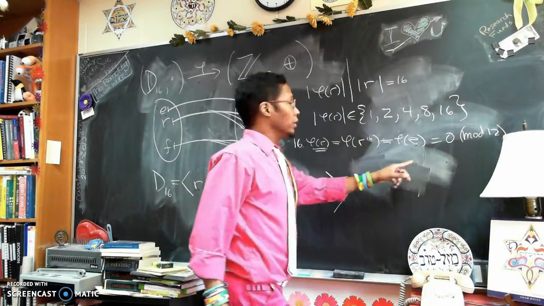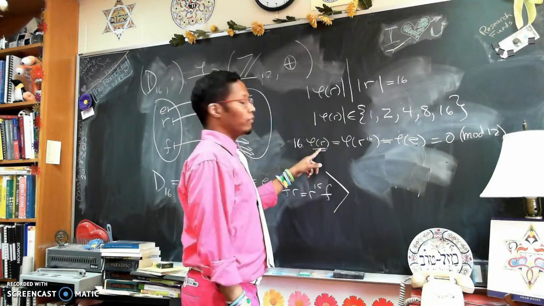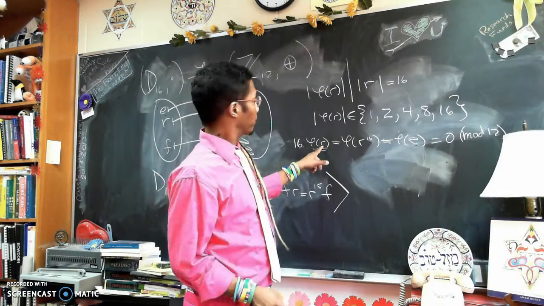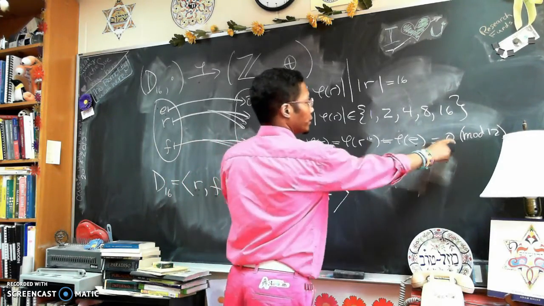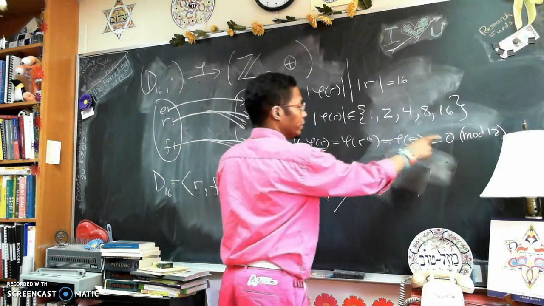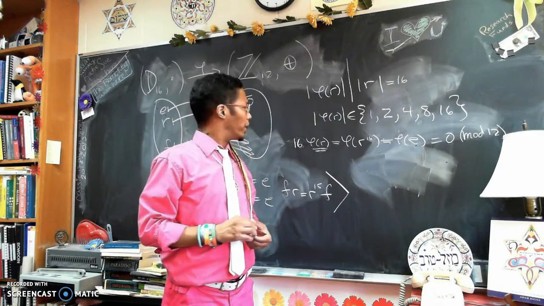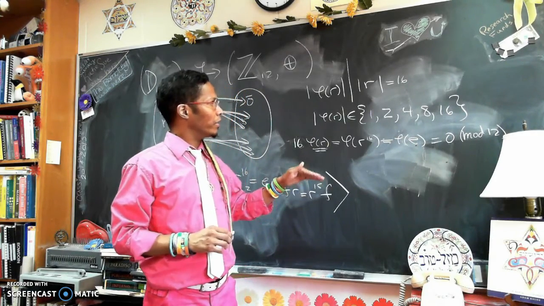Mod 12. So 16 times 0, check, that's 0. So phi of R can be sent to 0. How about 1? 16 times 1, that's not 0 mod 12. 16 times 2, that's not 0 mod 12. 16 times 3, well, this is a kind of long way to think about this. We can think about it another way.